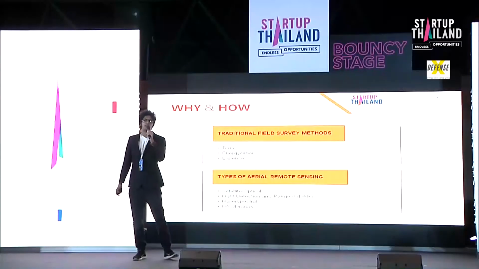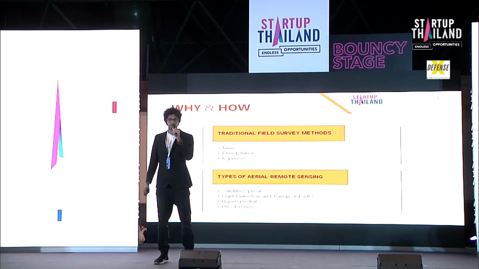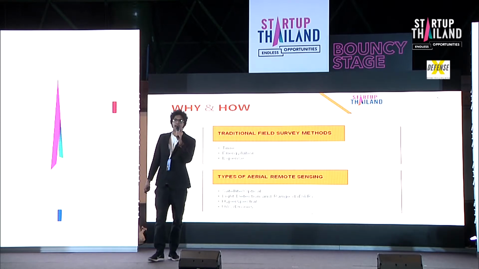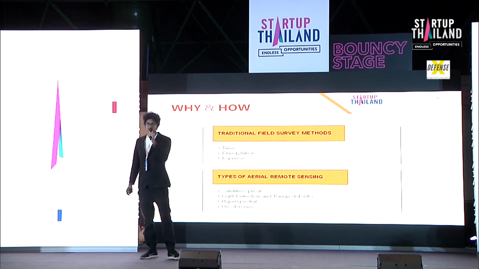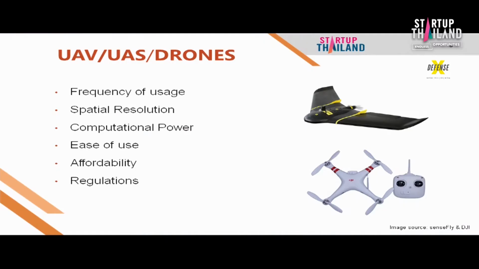In remote sensing, there are different kinds of techniques. Apart from drones, you can use satellite technology, lasers, and different kinds of things. So let's come to the hot topic, the UAVs. Why are UAVs a better solution than other kinds of remote sensing?